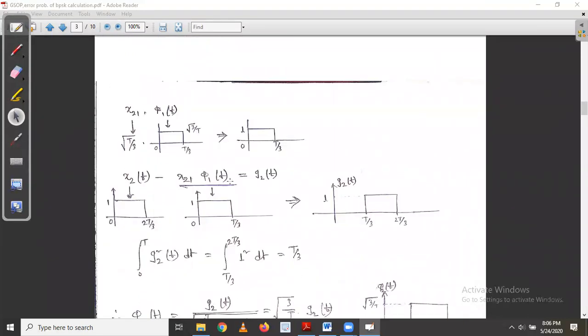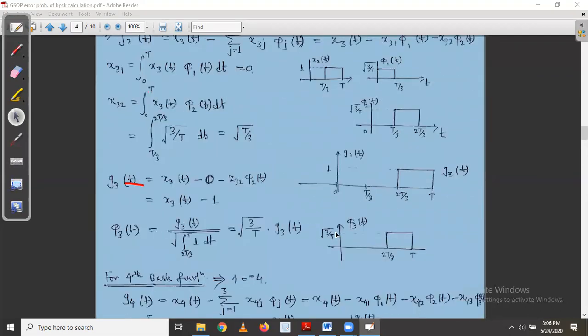x2 is in the range of 0 to 2t by 3. In this range, which basis functions are coming? In this range, phi 1 is coming and phi 2 is coming. That means x2 depends on phi 1 and phi 2.